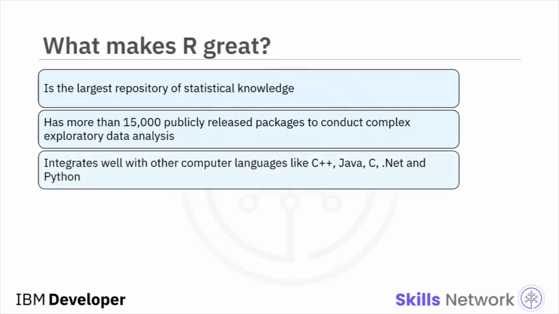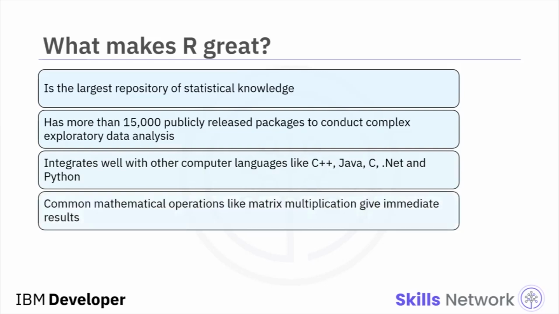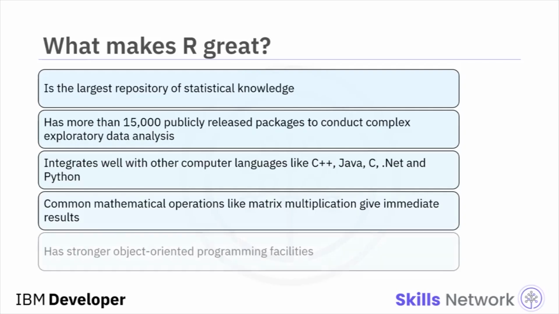R integrates well with other computer languages like C++, Java, C, .NET, and Python. Using R, common mathematical operations like matrix multiplication give immediate results. And R has stronger object-oriented programming facilities than most statistical computing languages.